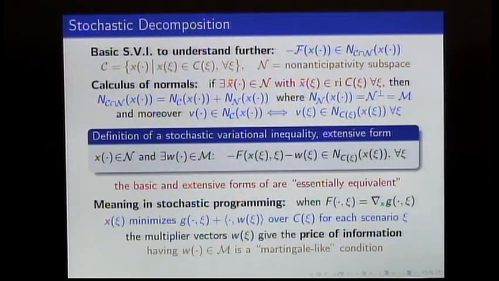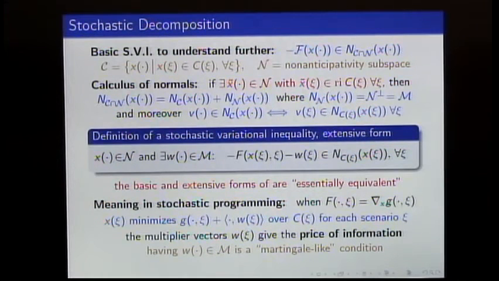So what does this condition mean then again? We got the variational inequality down to here, but what does it mean in the case of the stochastic programming model? It means something that has been understood for a long time, since the 1970s in stochastic optimization, that these vectors W give what are called information prices.